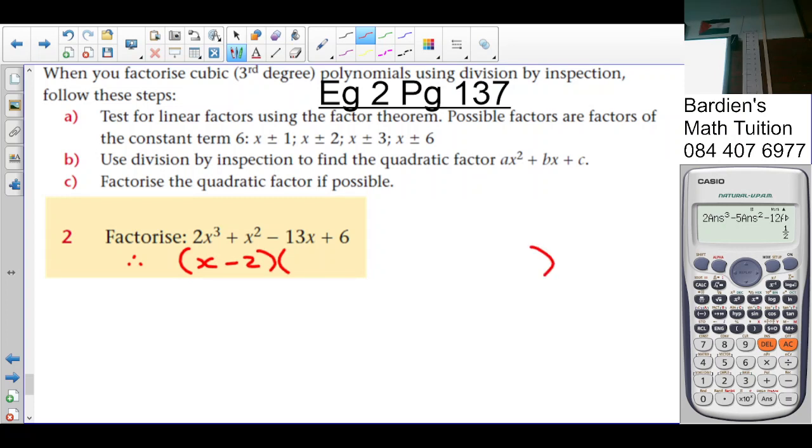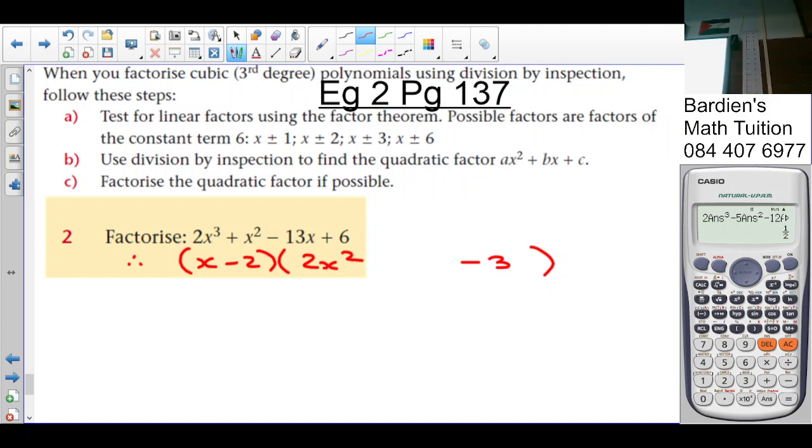So x multiplied by what is 2x cubed? You write that answer in there, or you did it already, sorry. x multiplied by what is 2x cubed? 2x squared. Negative 2 multiplied by what is positive 6? Negative 3. Okay, so we ask ourselves, we must end off with what?